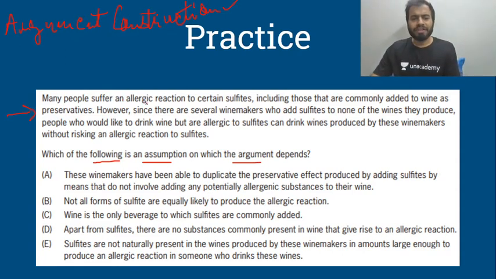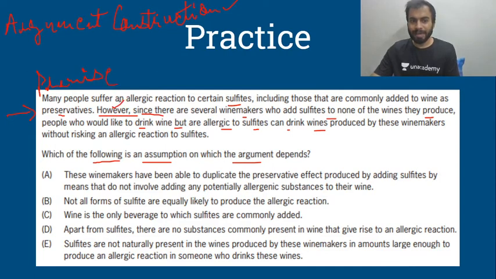Many people suffer an allergic reaction to certain sulfites, including those that are commonly added to wine as preservatives. However, since there are several winemakers who add sulfites to none of the wines they produce, people who would like to drink wine but are allergic to sulfites can drink wines produced by these winemakers without risking an allergic reaction. However is a trigger word. Now, this is a contrasting statement, right? This was your premise.